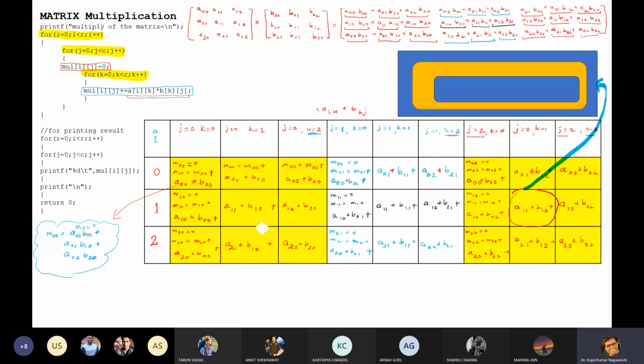So what is the loop value? I is equal to 1. And what is the value of j? J is equal to 2. And what is the value of k? K is also equal to 1. Now, how do we execute this particular? Actually, I'm not executing only this; I'm executing all three things: k equals 0, k equals 1, and k equals 2. So we will start from k equals 0.